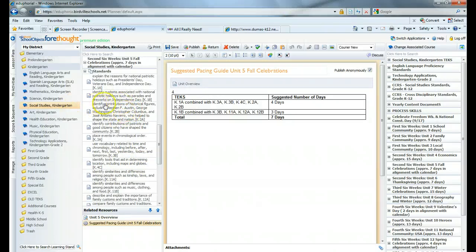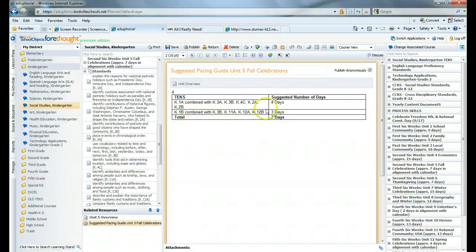When you look at this TEK, if it has the word including in it, I'm going to circle this for you. It means you have to teach these people. So here you're knocking this out. And you're going to talk about identify contributions of patriots and good citizens. These are our veterans. You need to talk about the people who we celebrate and average Americans. That's a great part. That's going to be 4 days.